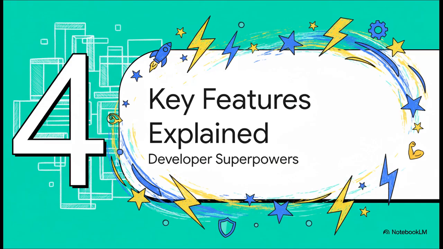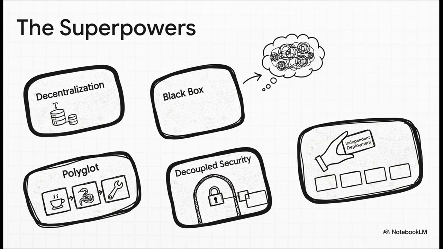Okay, so we've seen the basic structure. Now let's get to the fun part, the why. What do you actually get from doing all this? Let's talk about the key features, or what I like to call their superpowers. And this is really the stuff that makes microservices so attractive. First, you get decentralization and autonomy. Each team can own their service, use their own database, even use a different programming language. One team could use Java, another could use Python, whatever is the best tool for that specific job.